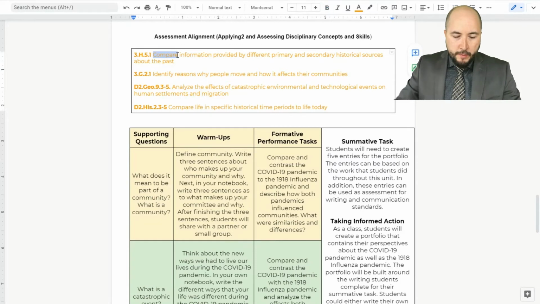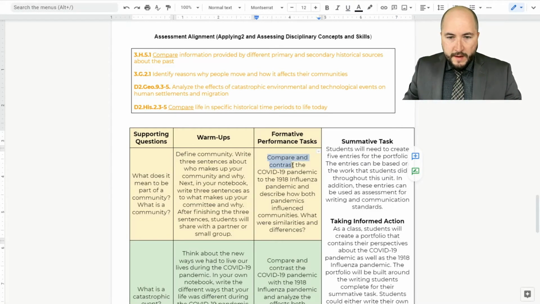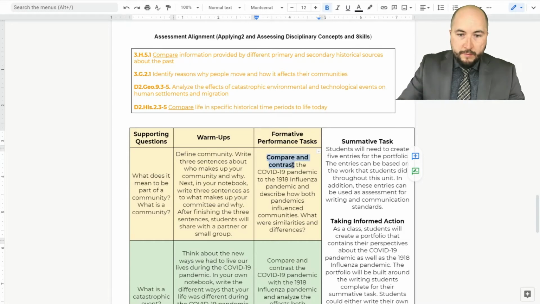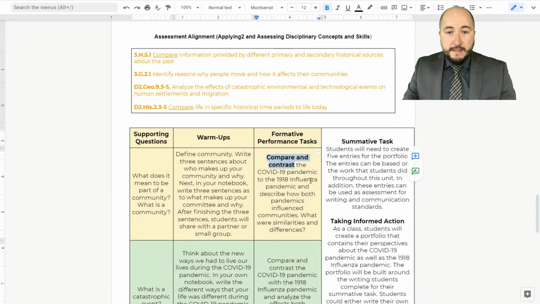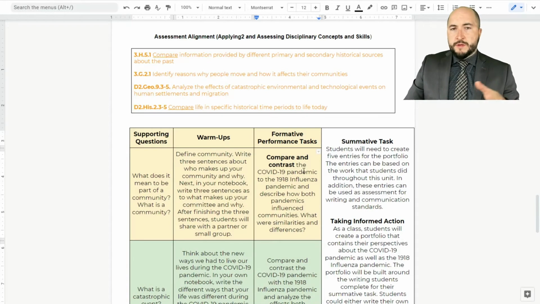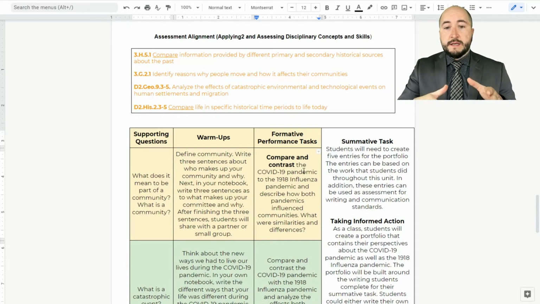I like to bold or underline things, kind of help me figure things out. And so this word, compare, came up a lot. This idea of comparing and contrasting. You'll notice that I put that in every single one of the performance tasks. And so that's where I really got this idea from, is I want students to be comparing and contrasting COVID-19 to the influenza pandemic in 1918.